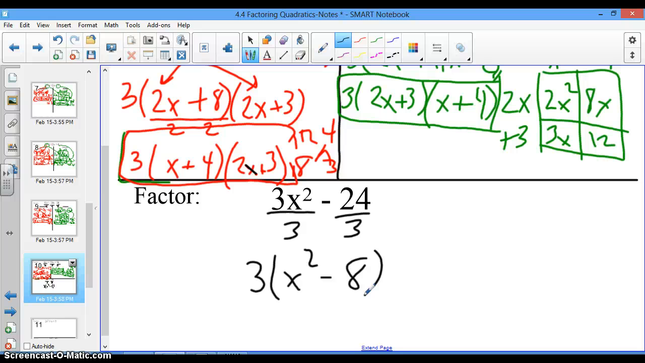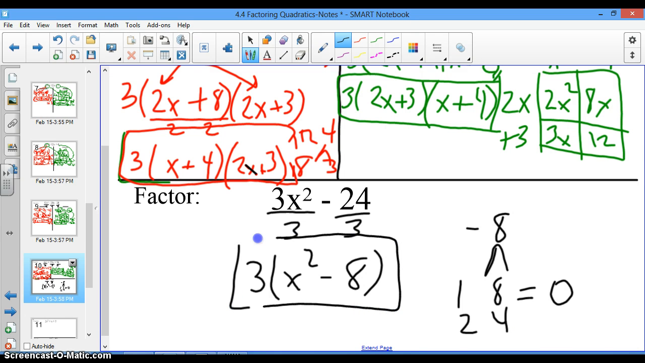So we need to think what 2 numbers multiply to negative 8 but add up to our middle number here, which is gone. It is 0. 2 numbers that multiply to negative 8 and equal 0. Well, think, numbers that multiply to 8 are 1 and 8, 2 and 4. Is there any way we can manipulate those or change signs so that they add up to 0? No. So this is our simplified factoring of that quadratic.